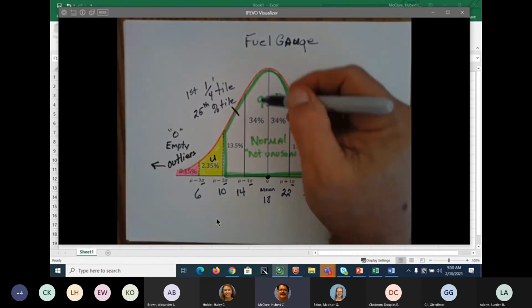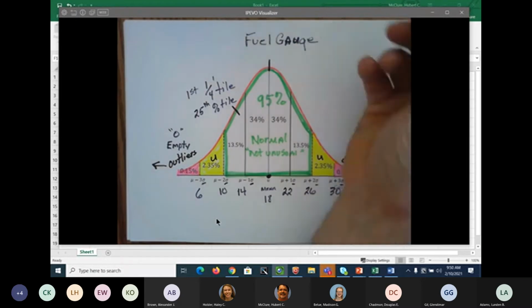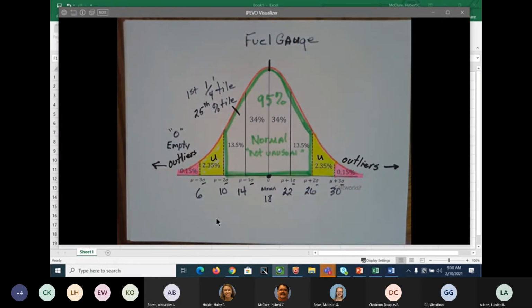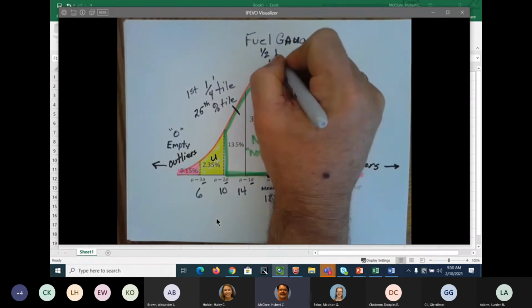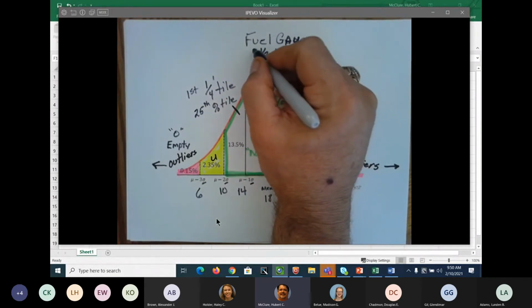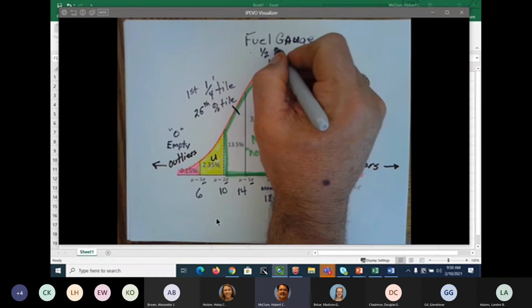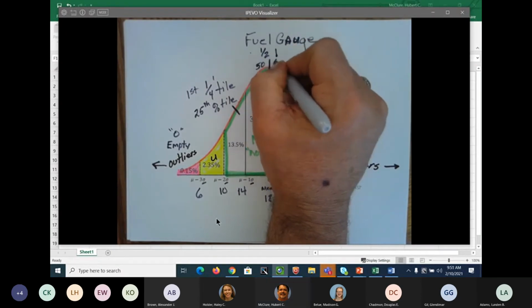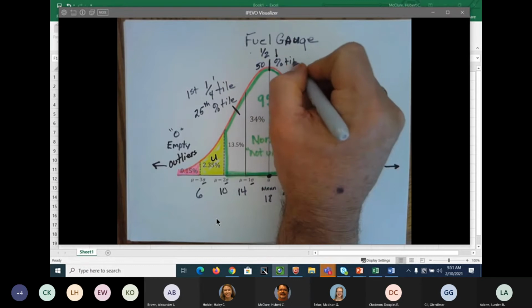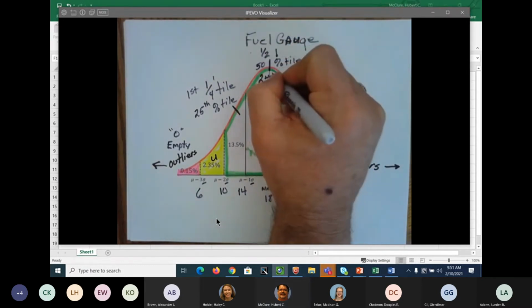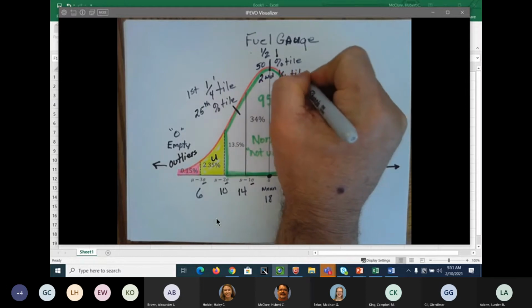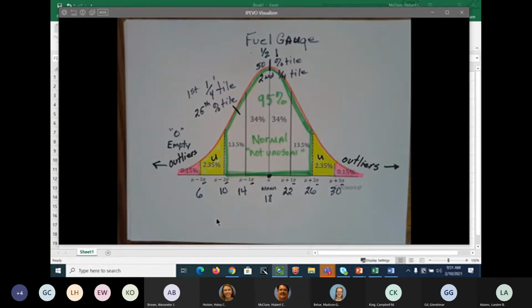What is right here? Come on, people. All of you have a fuel gauge in your car. Half a tank. Thank you. I wish people would interact besides the same people. Half, this is your second quartile. Half, this is your 50th percentile. And it's also called the second quartile. And it represents a half.